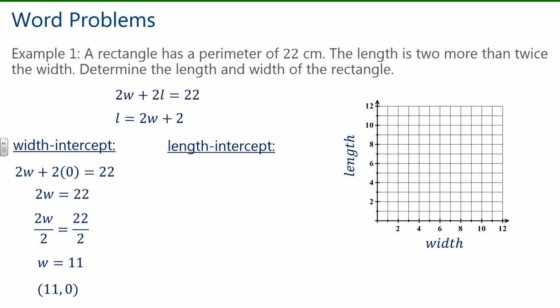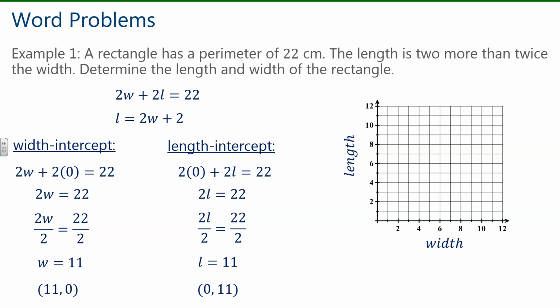Now for the length intercept, we can let W equal 0, giving us 2L equals 22. Again, dividing both sides by 2, we get that the length is 11 as well. So that would be 0, 11. So let's plot these 2 points and then join them up.